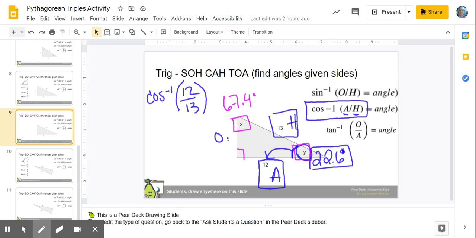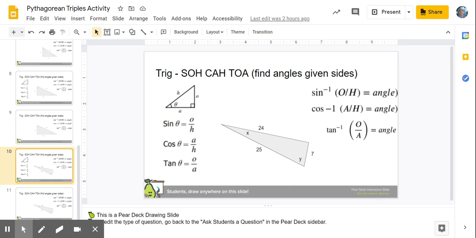Let's do a couple more examples, and then we'll see if we've got this down. Okay, what am I going to ask you? Be a mind reader. Which angle do we want to use, X or Y? X. I love the definitive nature of that answer. Which one we want to use, or what's the adjacent, the opposite, and the hypotenuse?